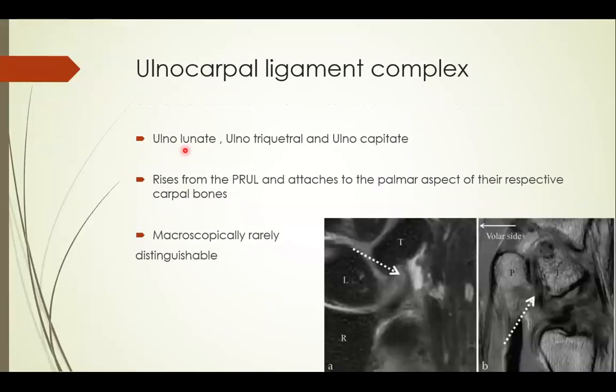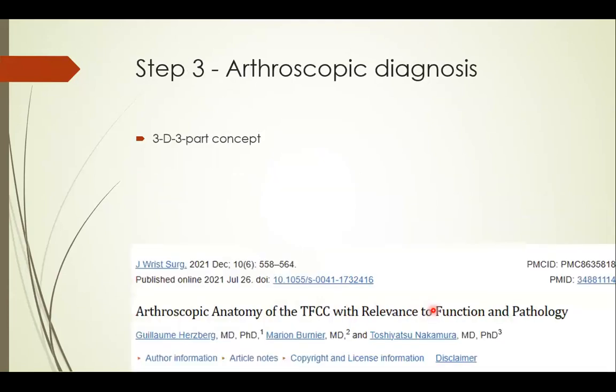Now the ulnar carpal ligament complex, that is basically the ulno-lunate, ulnar triquetral, and some studies even show an ulno-capitate. It arises from the palmar aspect of the PRUL, palmar radioulnar ligament, and attaches to the palmar aspect of their respective carpal bones. Macroscopically, it's very rarely distinguishable between the three.